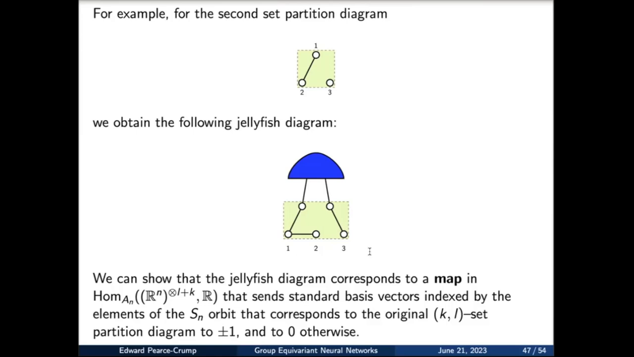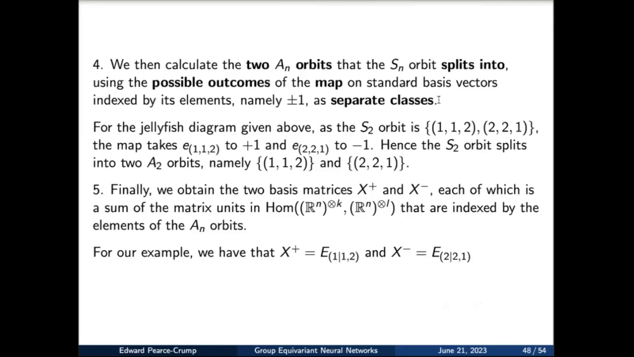The second point is it does something very nice on the original elements of your orbit, right? So remember, this corresponded to an S_N orbit in this L plus K length tuple, right? And one can show that it takes elements of that orbit, where you index a standard basis vector by an element of that orbit and map it through this diagram, and it's going to either map to plus or minus one. And for anything that's not in the original orbit, it's going to map to zero. So what that effectively means is we can use the plus or minus one values to split our original S_N orbit into two A_N orbits, which is sort of what I say here, right?